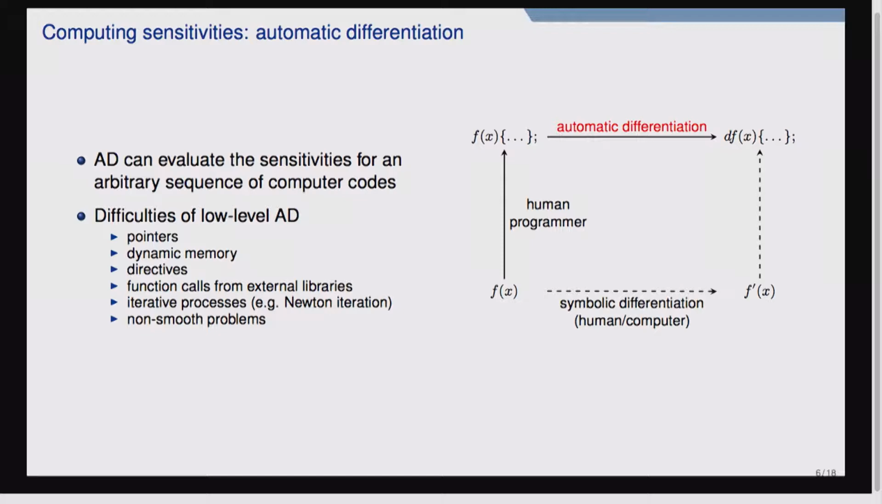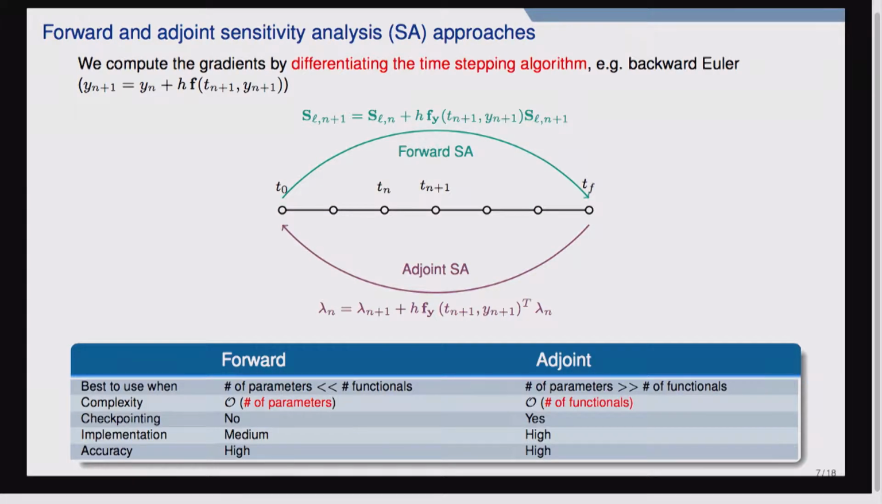What can we do? So our approach is to compute the gradients by differentiating the time-stepping algorithm used for solving the differential equation. Take our favorite backward Euler method, for example. If we differentiate the equation with respect to the parameters of interest, we end up with a forward sensitivity equation, which can be solved together with the original simulation. Another approach is called the adjoint method.